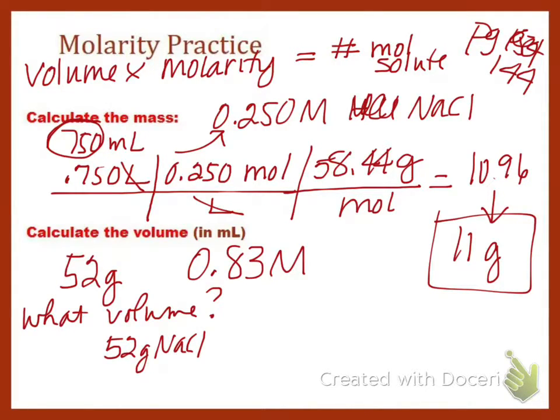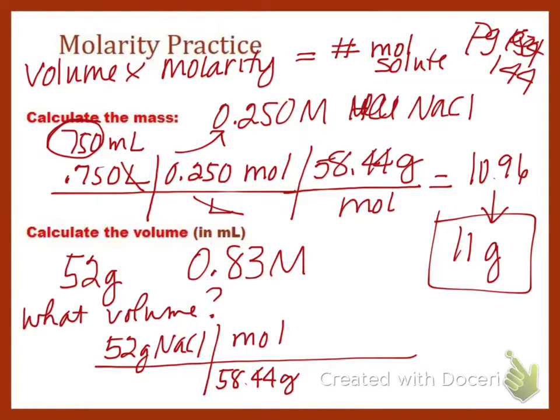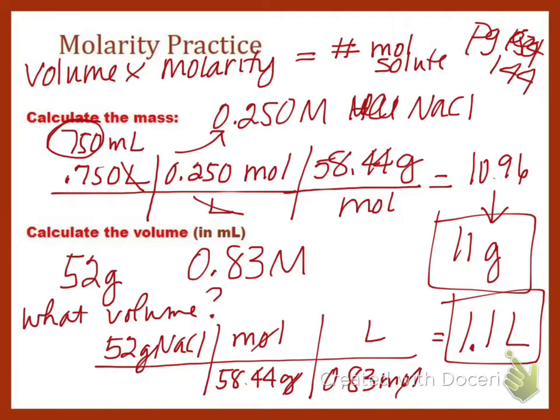I need to get to moles, so I'm going to divide by the molar mass, 58.44 grams per mole. Now I've gotten rid of grams, I want to get rid of moles. So I can divide by my molarity, so 0.83 moles per liter. So I cross out moles. So I do 52 divided by 58.44 and the 0.83. And I would get 1.1 liters is how much that would form.